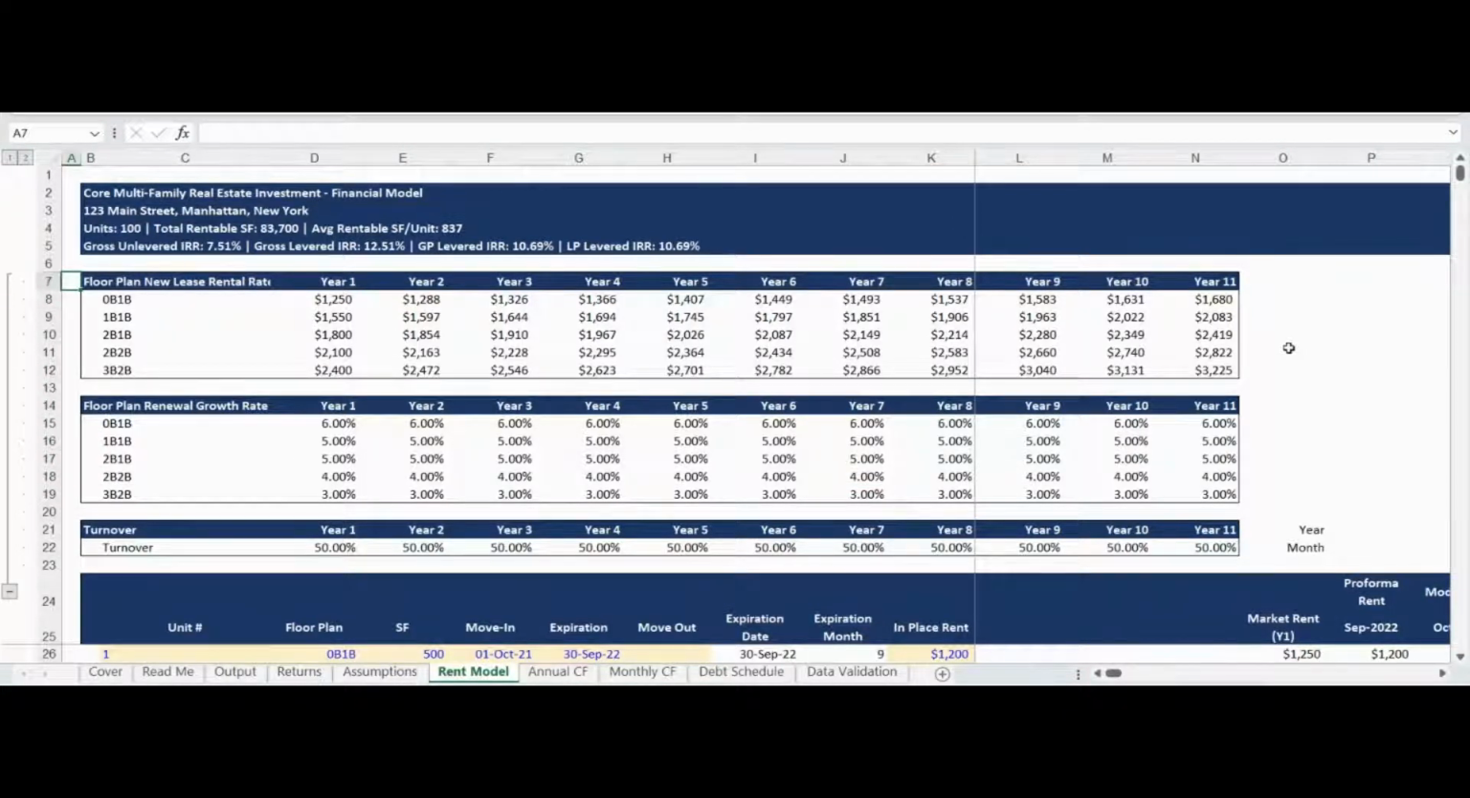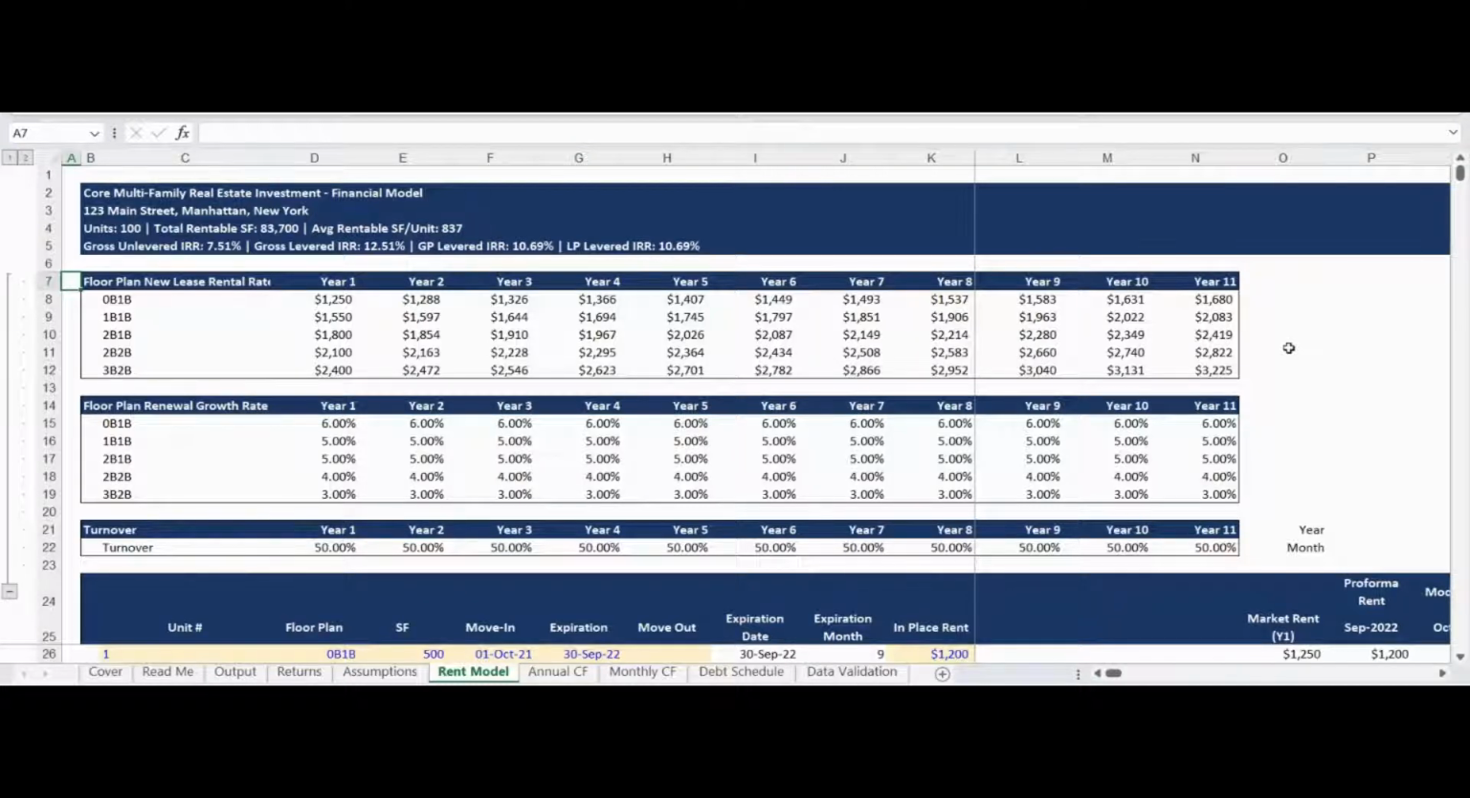The Rent Model tab contains the complex unit-by-unit rental revenue forecast model. To assist with organization and limit the amount of flipping back and forth between tabs, we have pulled all key rental forecast information into the top of this tab.